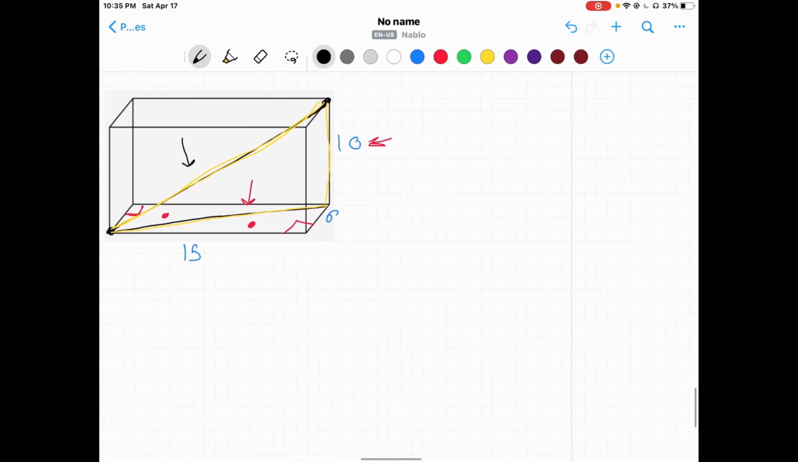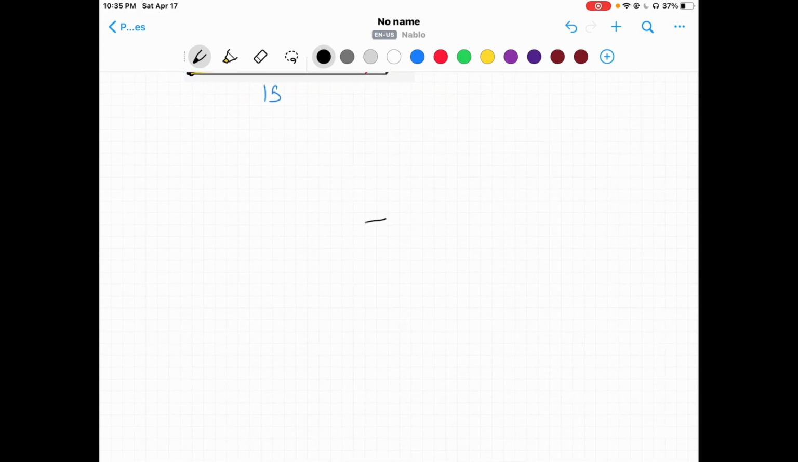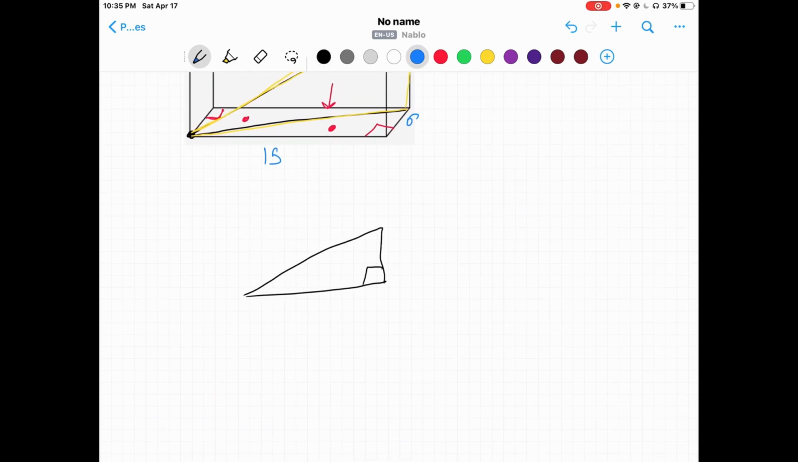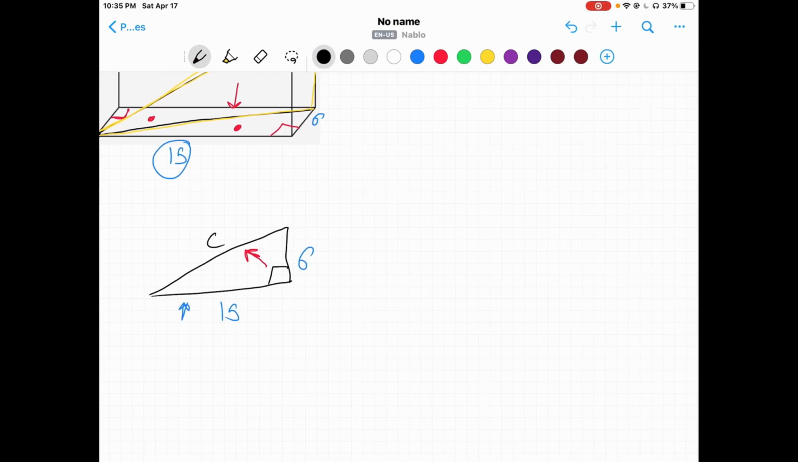So let me go ahead and do this to the side so that it's more clear. So we just created this right triangle, and it has this side length. This one right here is going to be 15. This one is going to be 6. And now we're going to solve for C, which is the hypotenuse since it is the longest side opposite to the right angle. So now let's use the formula here to solve for it.